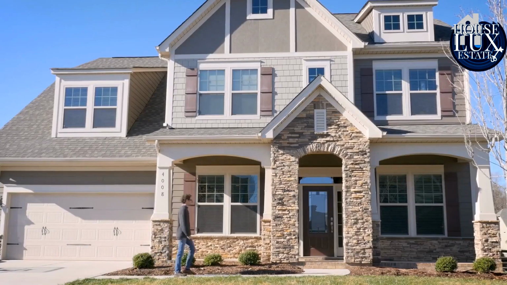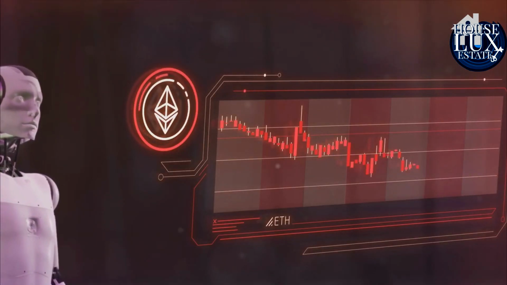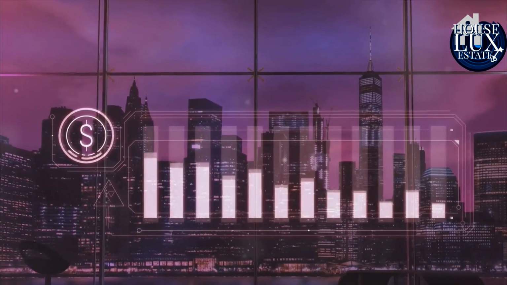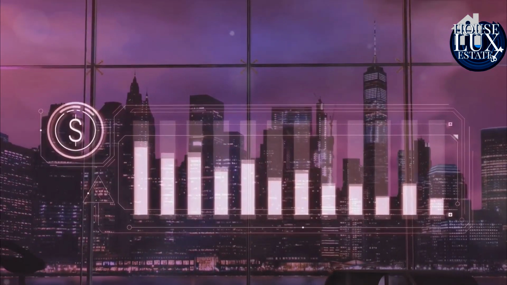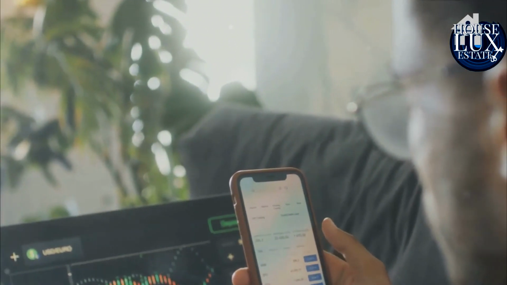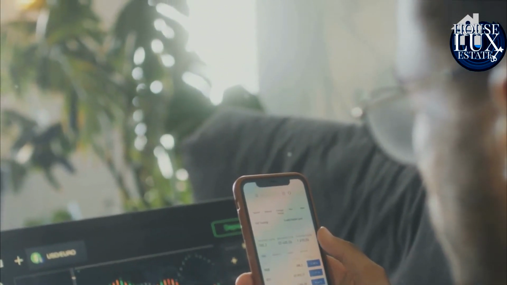Here at HouseLux, we're committed to helping you navigate the complex world of investments. We delve into topics that matter to you, from real estate to stocks and everything in between. Our goal? To equip you with the knowledge and confidence to make informed decisions about your financial future.